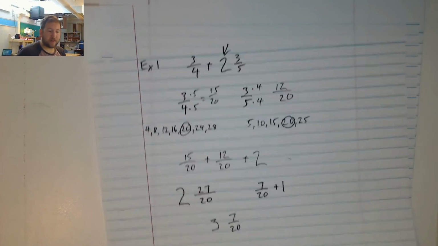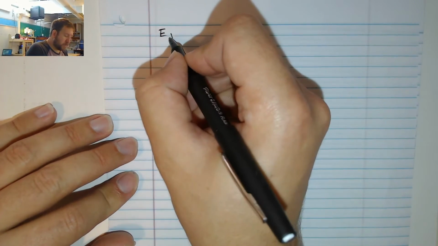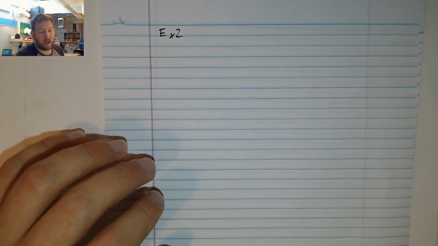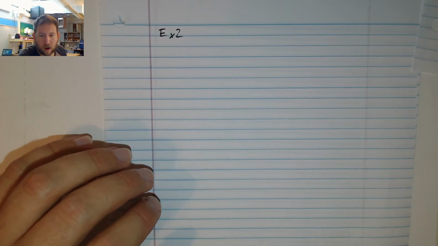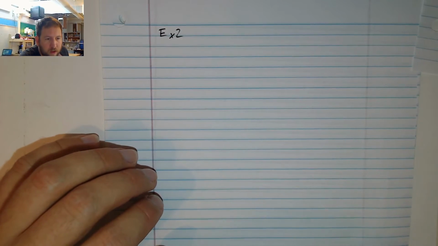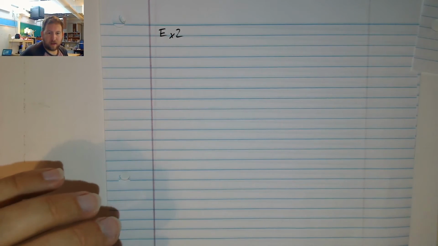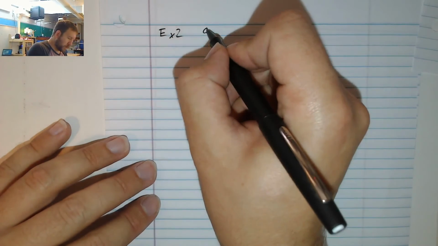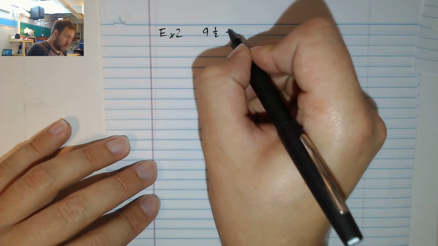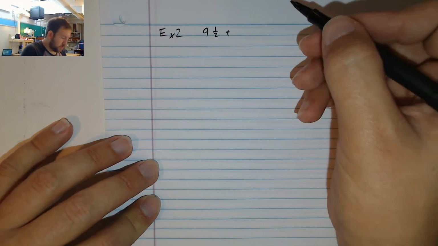Now, I took a lot of space on this one, so I'm going to use another page. You don't have to if you're more of a compact writer than I am, and I suspect that many of you are, which is totally fine. All right, let's take another example. We are going to look at adding 9 1/2 plus 22 1/4.